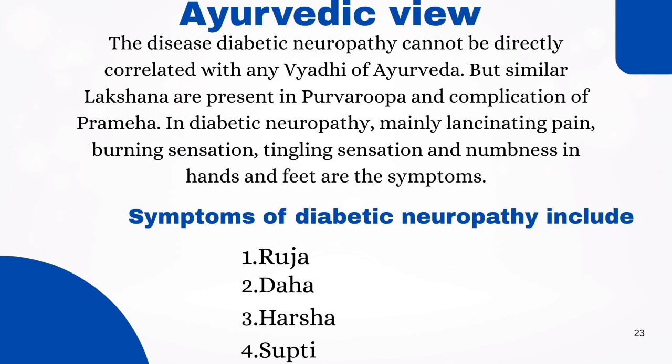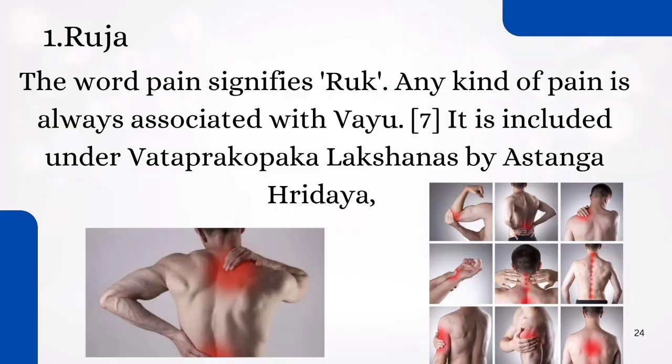Symptoms of diabetic neuropathy include Ruja, Daha, Harsha, and Supti. Ruja: the word pain signifies ruk. Any kind of pain is always associated with Vayu. It is included under Vata Prakopa Lakshana by Ashtanga Hridaya.